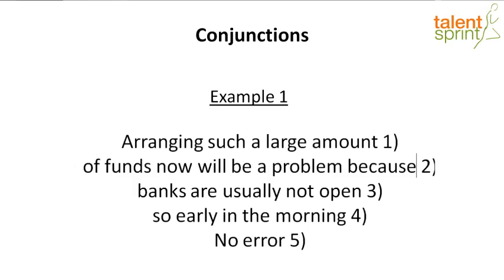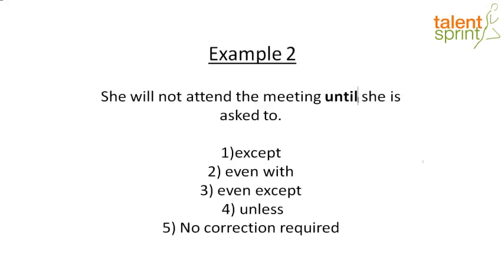Right? Let's move to our second example pertaining to conjunctions. She will not attend the meeting until she is asked to. So again, the highlighted word here is until. And my options are except, even with, even except, and unless. And then I have no correction required.